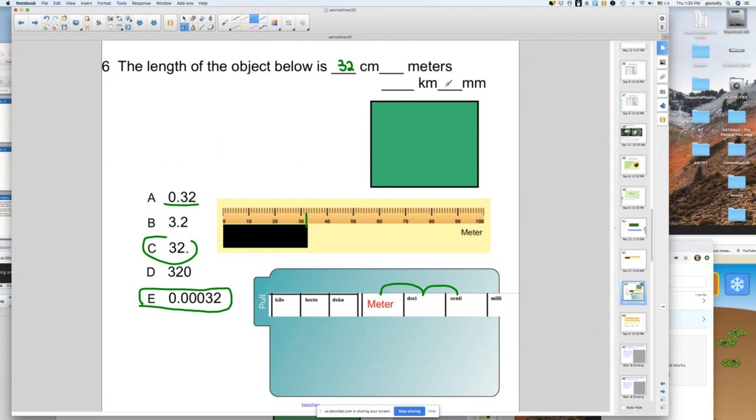And millimeters, oh, you go the other way now. For millimeters, you started off with 32 centimeters up to here, and millimeters, you go the other way, it'd be 320 millimeters.